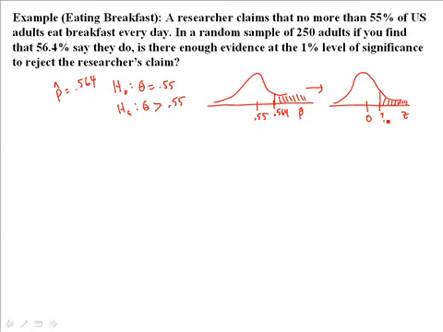Now, there's something else involved here that we need before we get started. That's this 250 up here, the random sample of 250 adults. That's what's called a sample size, and that's going to go in here as well. We'll need that when we compute our z value. So that's 250. Let's label that with an n.